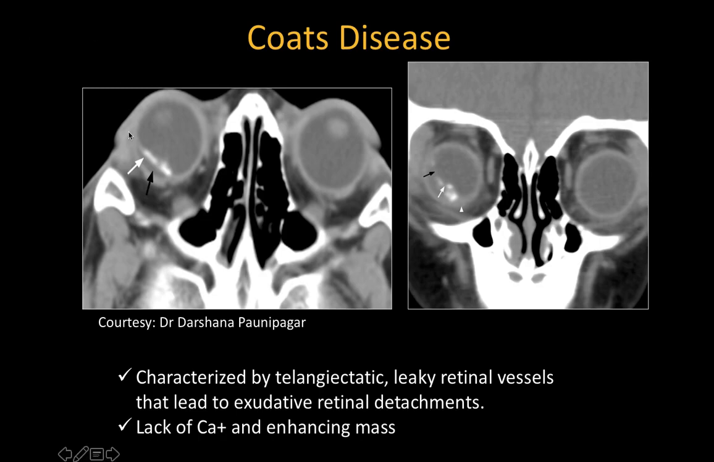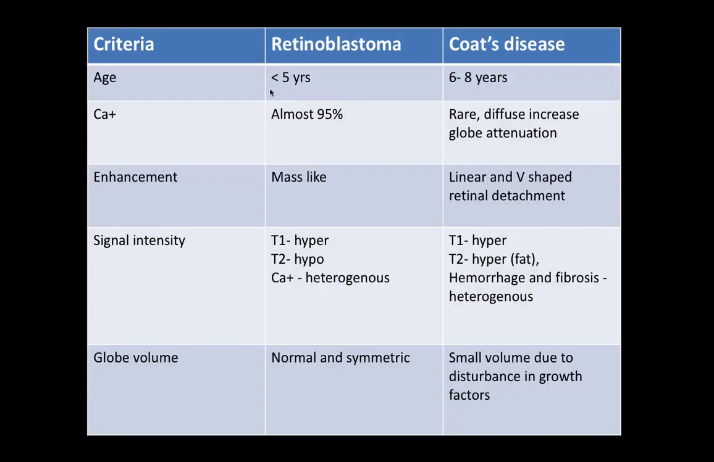So what is it? It is characterized by telangiectatic leaky retinal vessels which result in exudative retinal detachment. Most of the time there will be no calcification. However, sometimes the calcification can be seen, like in our case. However, important point to differentiate is that there is lack of enhancing mass which is seen in retinoblastoma.